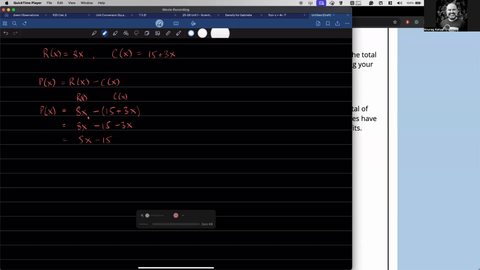So when we distribute this negative inside, we get negative times 15 is negative 15. Negative times 3x is negative 3x. And now what is 8x minus 3x? 5x. Minus 15 just comes along for the ride. So what is our profit function then? 5x minus 15.